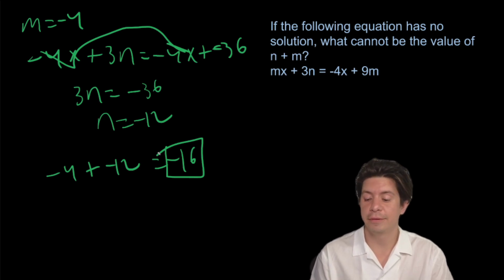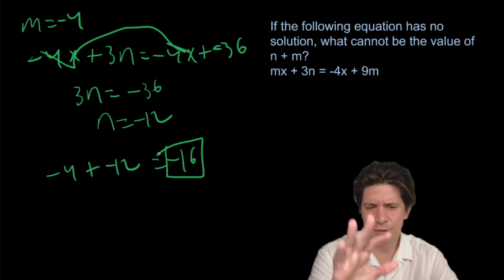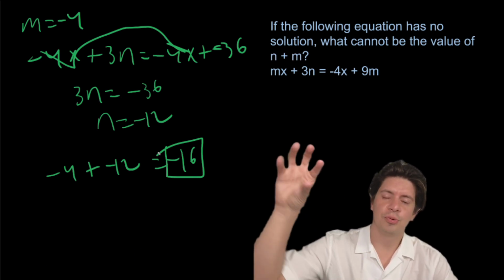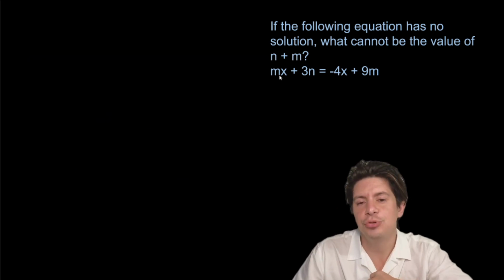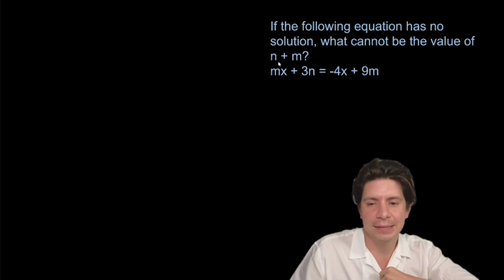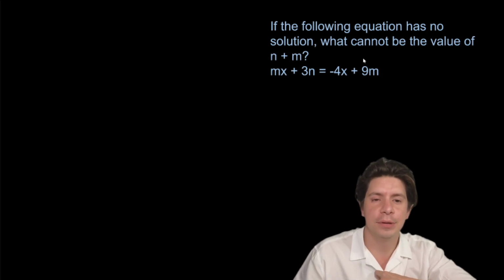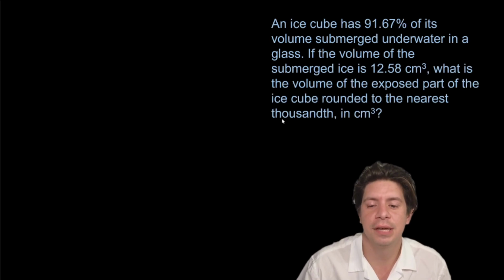So let me know if you have questions on that one. I'll be happy to help you with that as well. But this one should be pretty straightforward. It's just quizzing you on whether you understand the concept of no solutions. And you know that it's parallel because they tell us it has no solutions. That's why we know m has to be negative 4. And from there, we have to find n. Okay? Let's try the next one together.